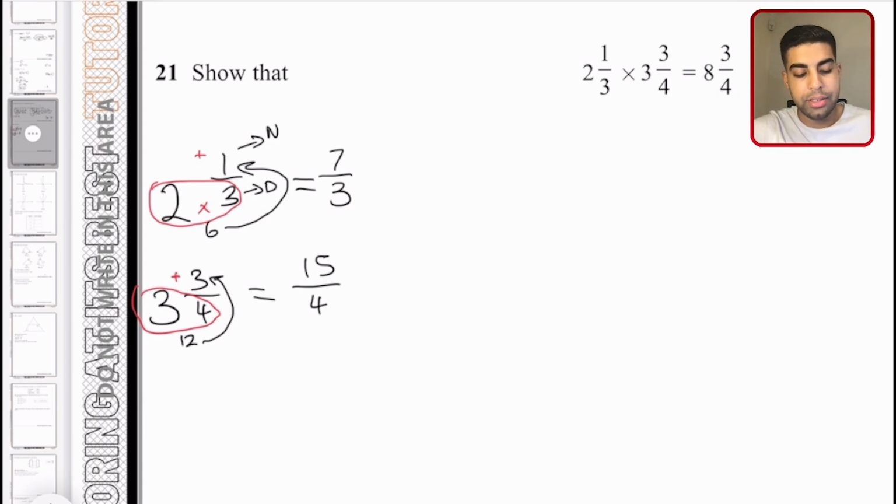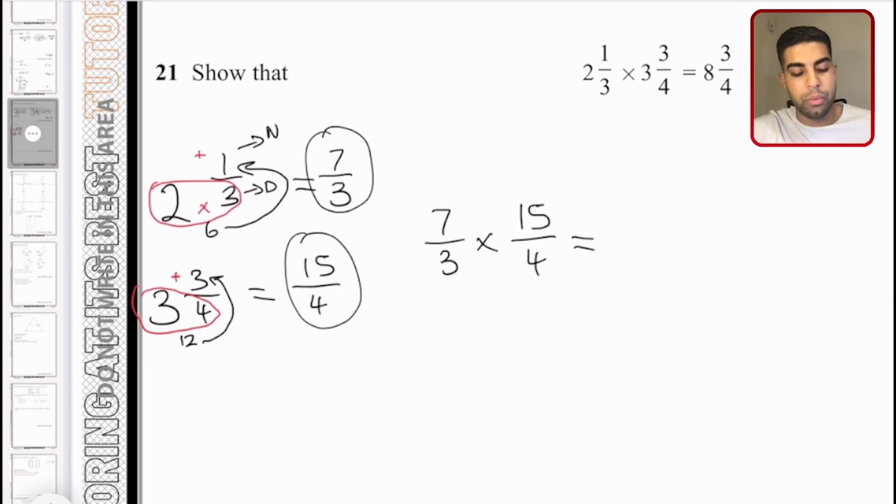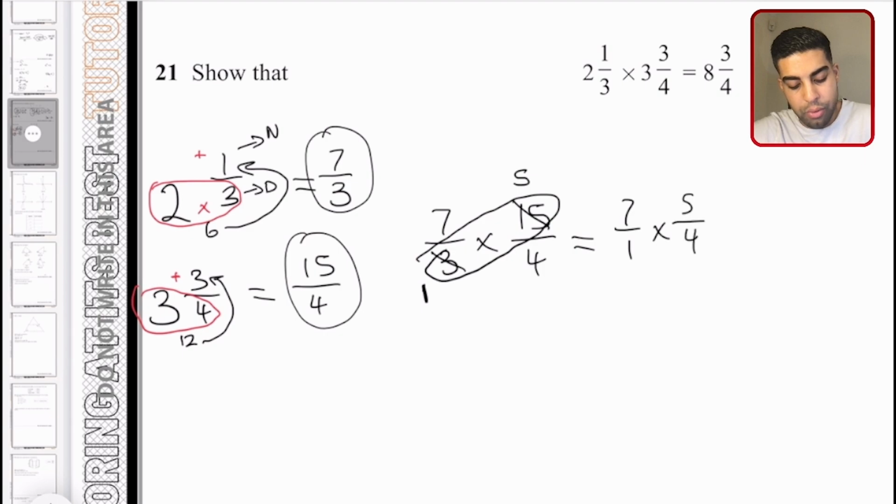So now all we need to merely do is put these 2 fractions together and multiply them. Wonderful. So the first thing we can do is simplify our fraction. We know that 3 and 15 go into the same times table. So we can change 3 to 1, and we can change 15 to 5. Because 1 times 3 is 3, and 3 times 5 is 15. So 3 is our common number here. So we now have 7 over 1 times 5 over 4.